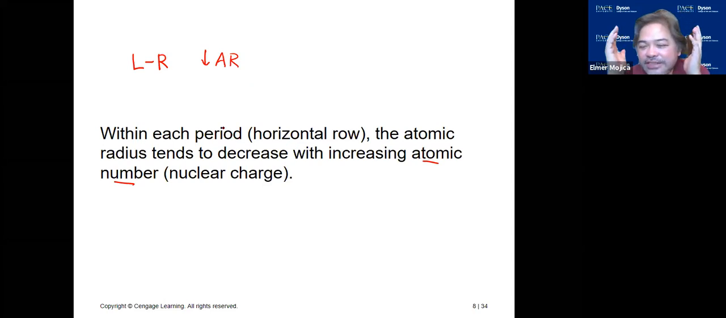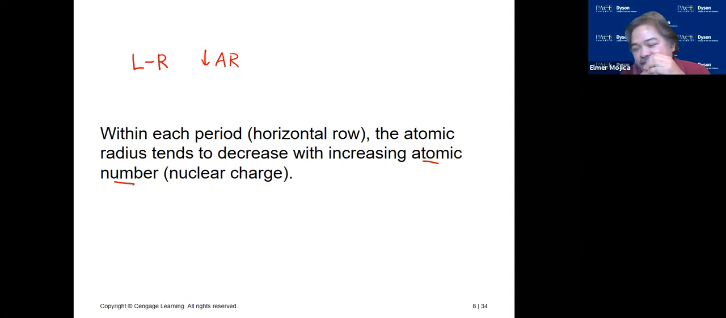Why do you think the radius decreases from left to right? What happens if the atomic number increases? Anyone? What do you have in the atom? More protons. And in addition to protons, what do you have? If you're going to look at the atom, what are the subatomic particles you have there? So you have more protons, and at the same time, you have more electrons.